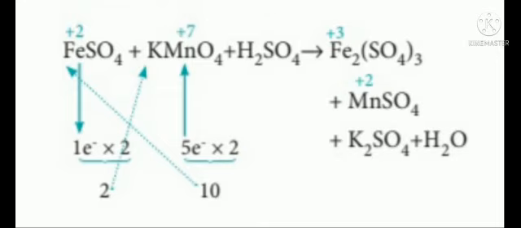Now, bring the number 10 towards FeSO4 and bring the number 2 towards KMnO4. Hence, the equation becomes 10 FeSO4 + 2 KMnO4 + H2SO4 gives Fe2(SO4)3 + MnSO4 + K2SO4 + H2O. It is obtained from step 2.